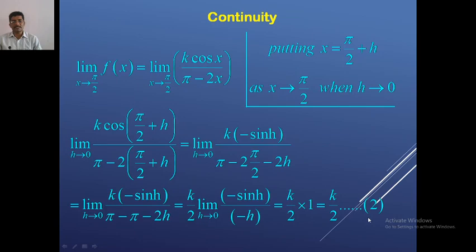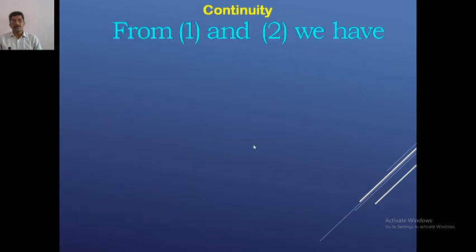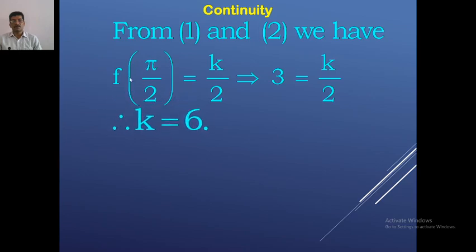So this one is the second result. By using result 1 and 2, you know that the value of the function is equal to the value of the limit. It means 3 is equal to k by 2. Just cross multiplying, you get the value of k is equal to 6.